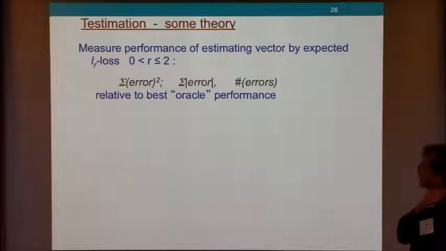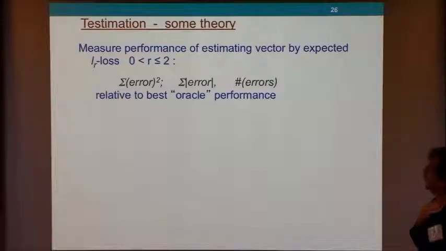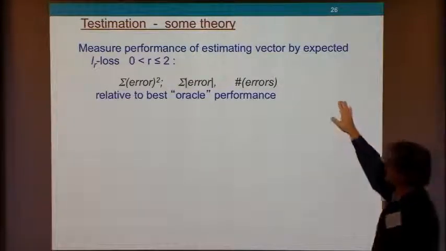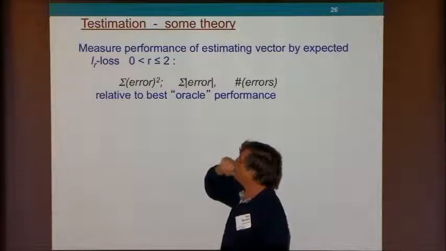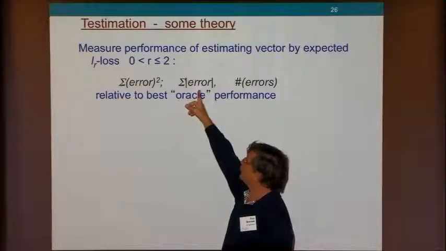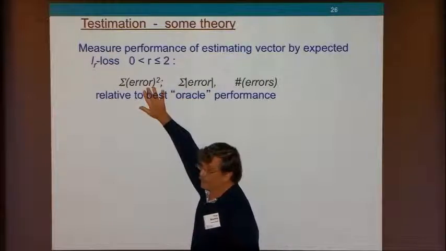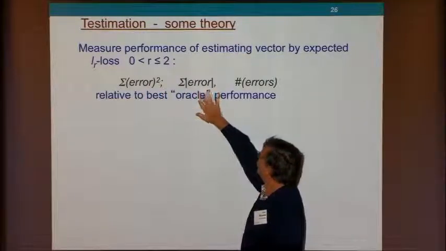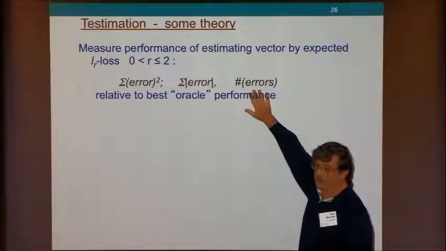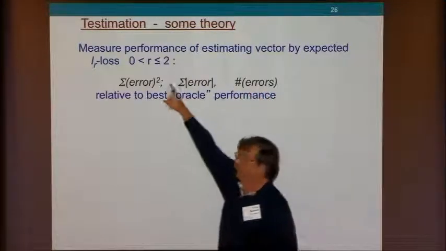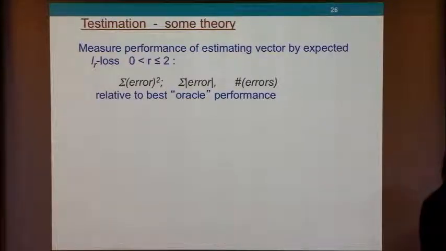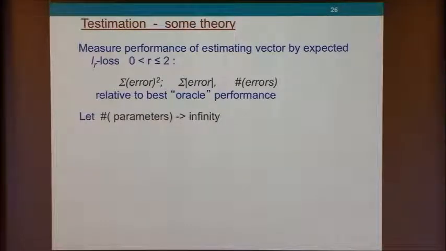Now, interestingly, there is some theory for this situation, and quite a strong result has been derived. If we measure the performance of the estimating vector by the expected l_r loss, any r between 0 and 2, that is, we measure it in terms of the sum of squares, or the sum of the absolute deviations, or something getting closer and closer to simply counting the number of errors that we make when r gets close to 0. Okay? No matter what we have. And we do it relative to the best oracle performance, the best oracle performance meaning the one who tells us who is big and who is small. And we let the number of parameters go to infinity.